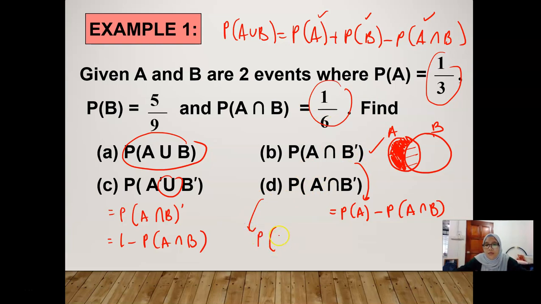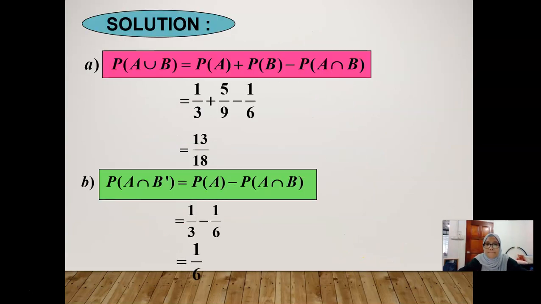And then this one D. Take out dia punya sign tu, dia punya complement outside. So sign akan berubah jadi union. So dia akan jadi, what will happen to this? So use the formula lah. 1 minus P(A union B). P(A union B) you already have from the part A. So 1 minus lah. Okay, very easy kan?